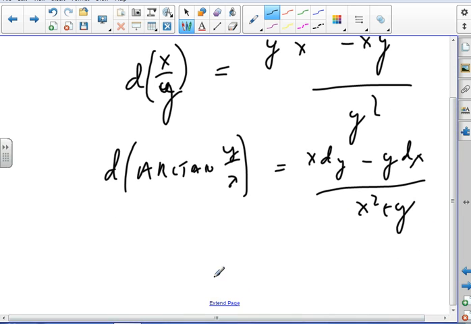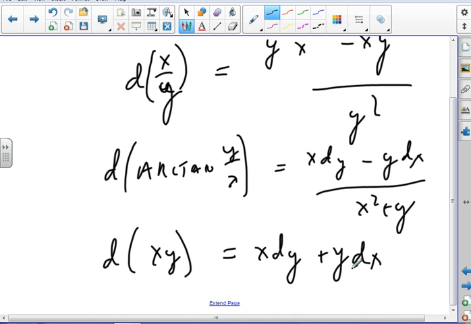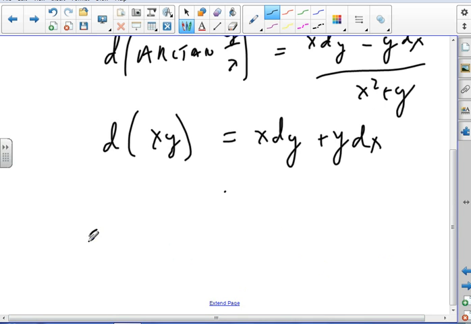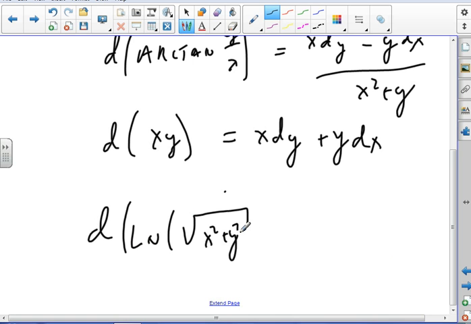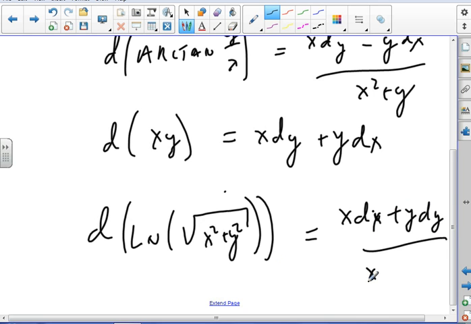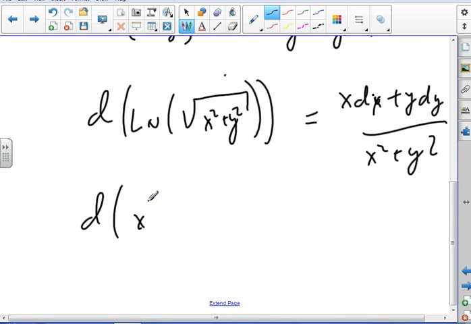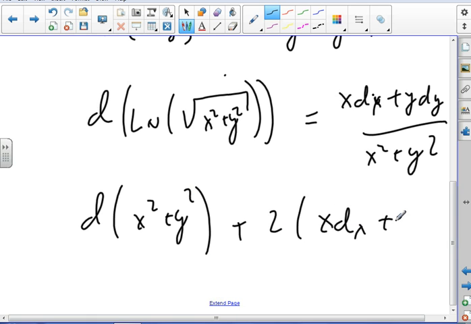And we find that the derivative of xy is x dy plus y dx, which I already did. And we find that the derivative of the natural log of the square root of x squared plus y squared is equal to x dx plus y dy over x squared plus y squared. And the last guy, the derivative of x squared plus y squared is x dx plus y dy.